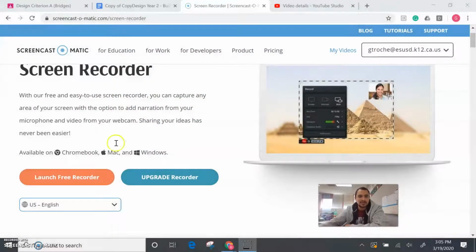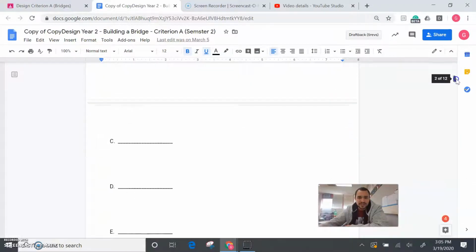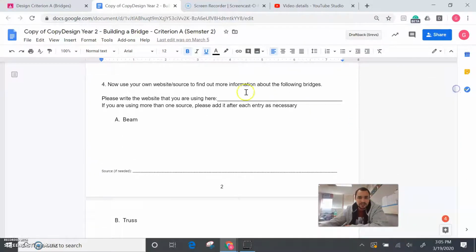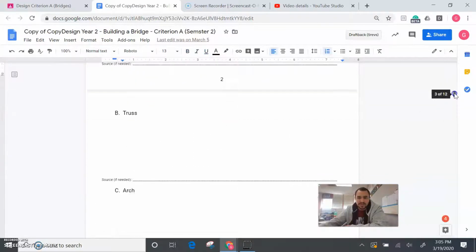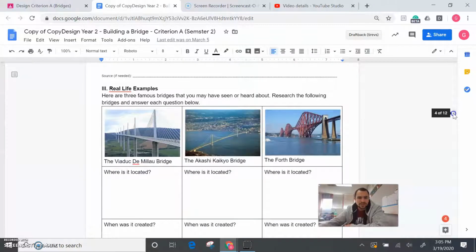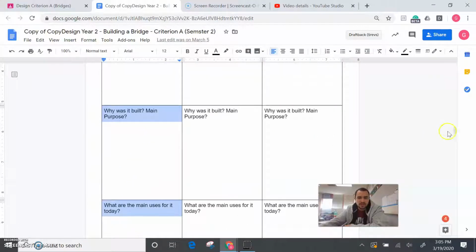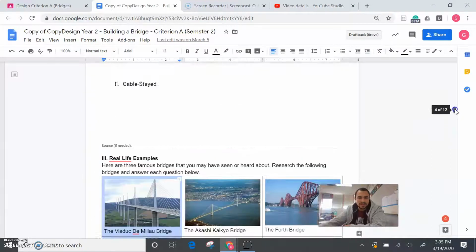All right, let's get you started on what I expect. So everything here should be mostly done. You need to find your own resource for number four, A, B, C, D, and E. And if you use a different source, make sure you put the website link there. And this is only for the electronic document too. If you did it by hand, you probably already wrote this down. But just to clarify what this is based on, a column. So all these questions need to be answered based on this bridge.